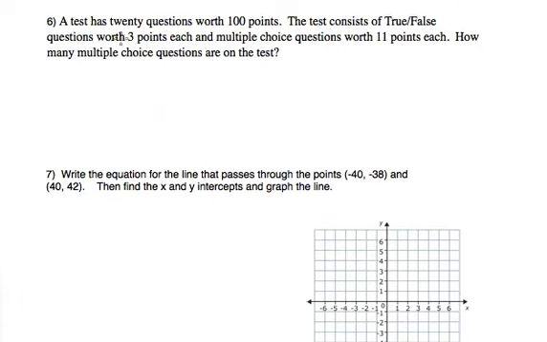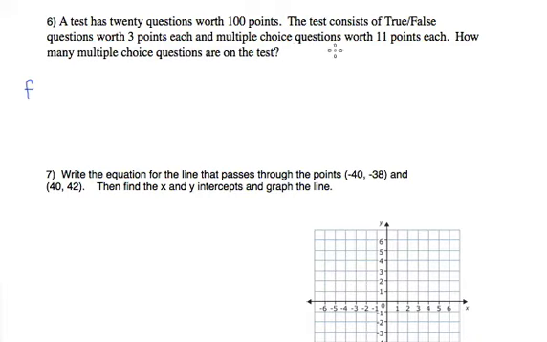Number 6. A test has 20 questions worth 100 points. The test consists of true-false questions worth 3 points each and multiple-choice questions worth 11 points each. How many multiple-choice questions are there on the test? Okay, what are our variables? We've got 2 kinds of questions. True and false, let's call that F, because a T looks like a plus sign.